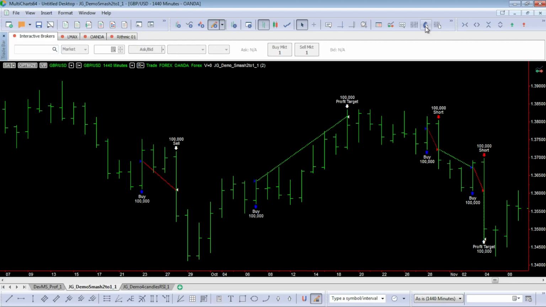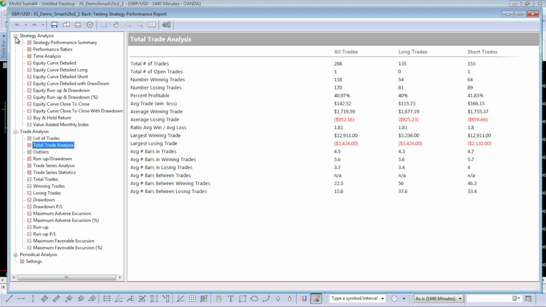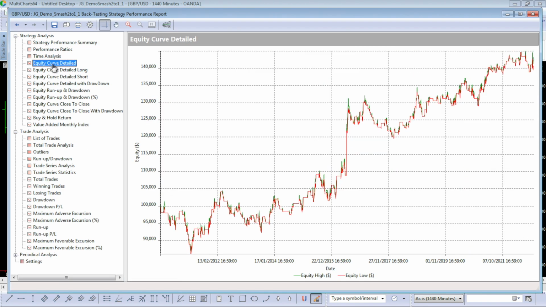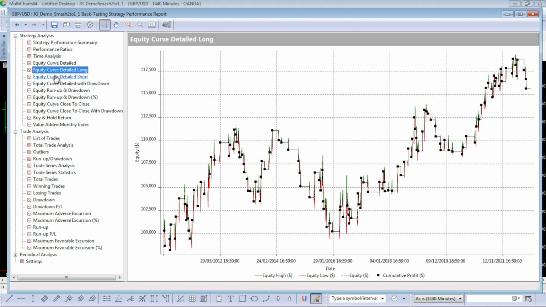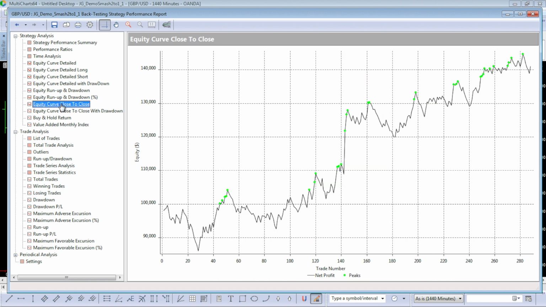So let's have a look at the performance report. 288 trades, a decent average trade size, making 41,000. There's the equity curve, which is quite nice. Long only, short only, and the close to close equity curve.